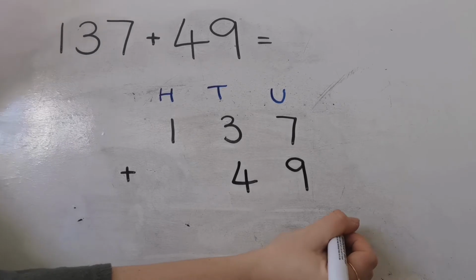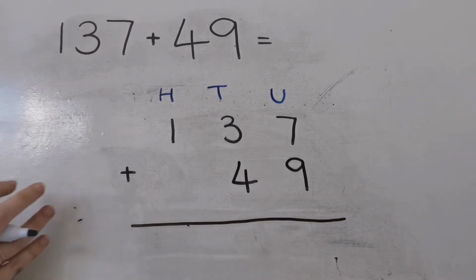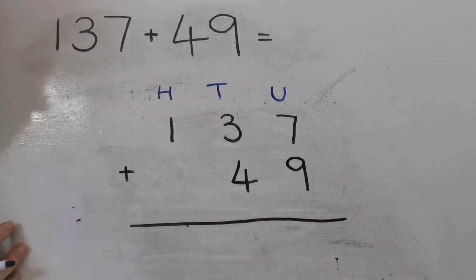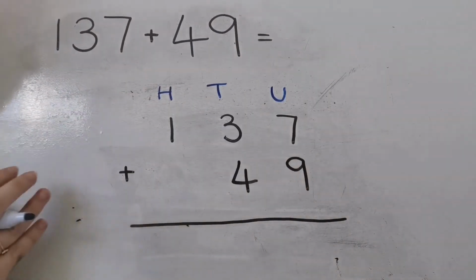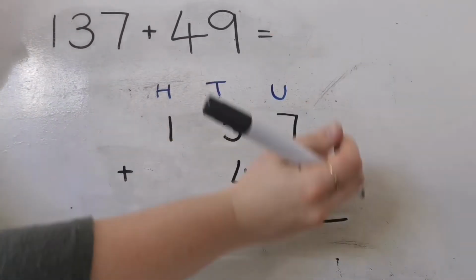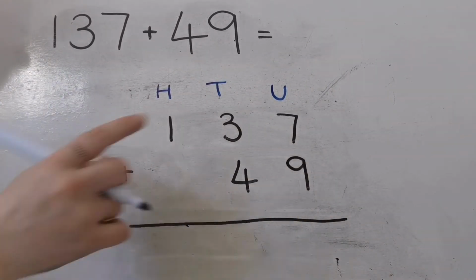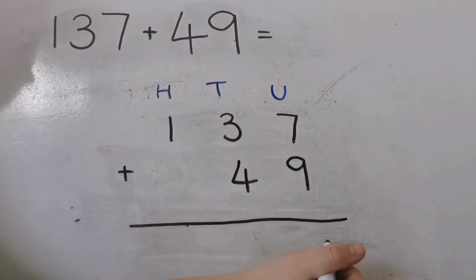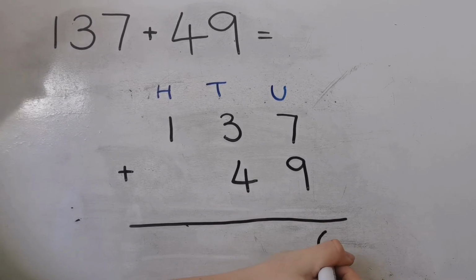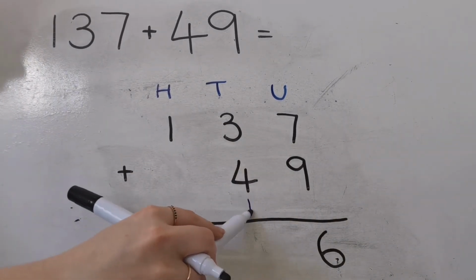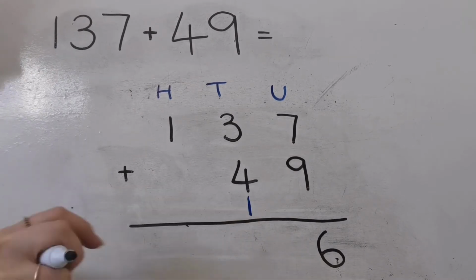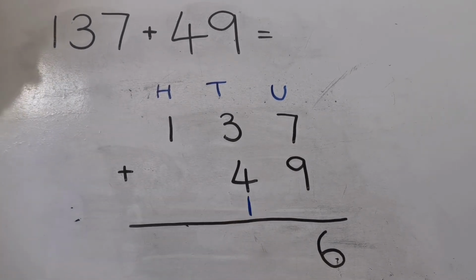But the same method is going to be used when I'm doing my addition. So I'm still starting with my units column. The column furthest to the right is the one you always start with. So I can do 7 plus 9, which gives me 16. I pop in my 6 units and I carry my 10 into the next column. So I've regrouped that 10.